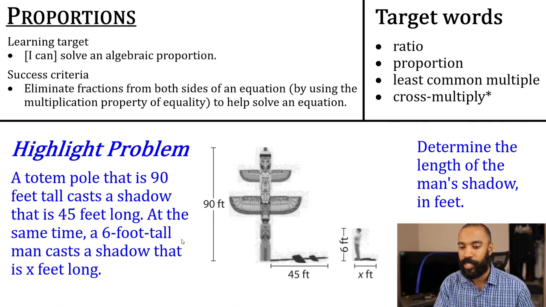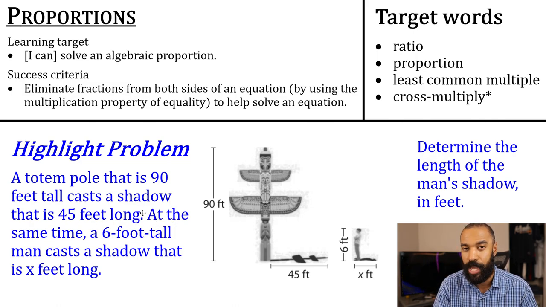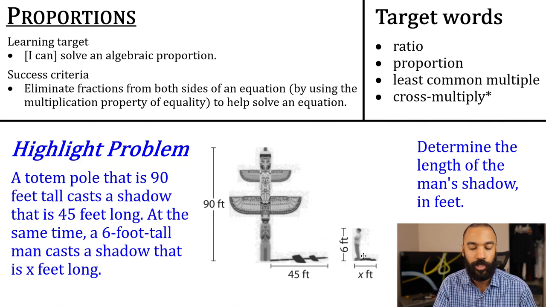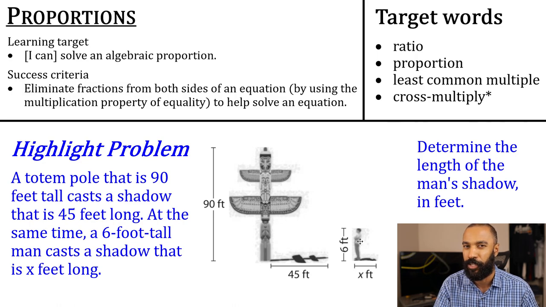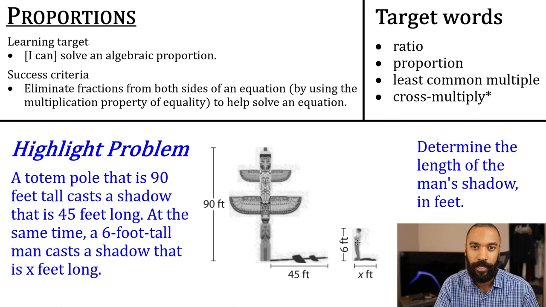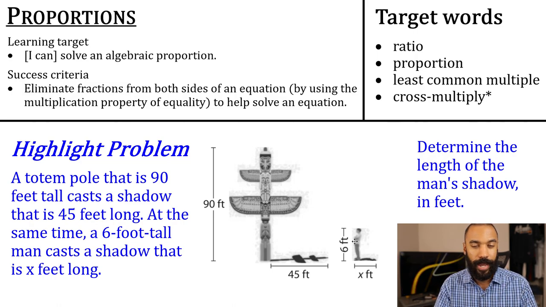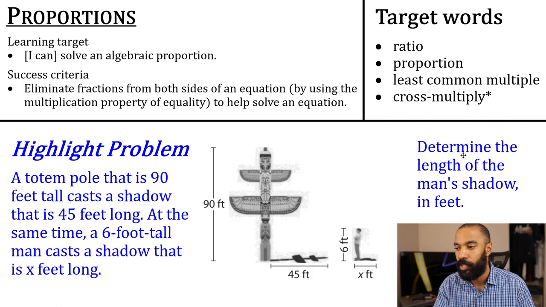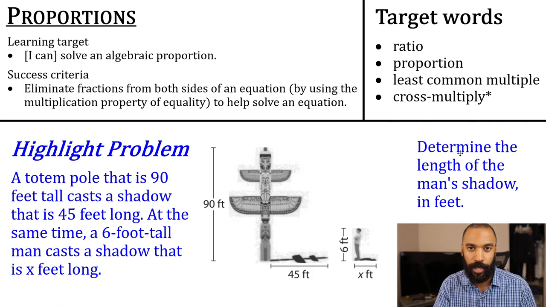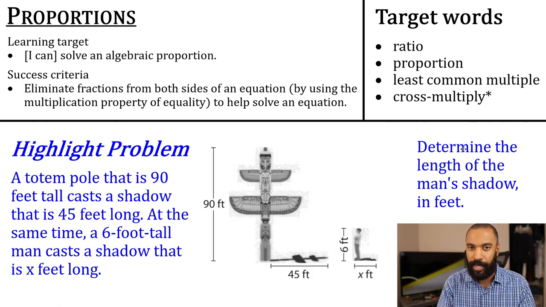Now, there's a man that's standing sort of near that totem pole somewhere at the same time. And same time is important for this talk as well. The man's 6 feet tall, and he has a certain shadow length that we want to try and figure out. You might already know the answer to it as well. That'd be very noble of you to be figuring out what it is, when you are actually using proportions to make it happen. We are going to determine the length of the man's shadow in feet.